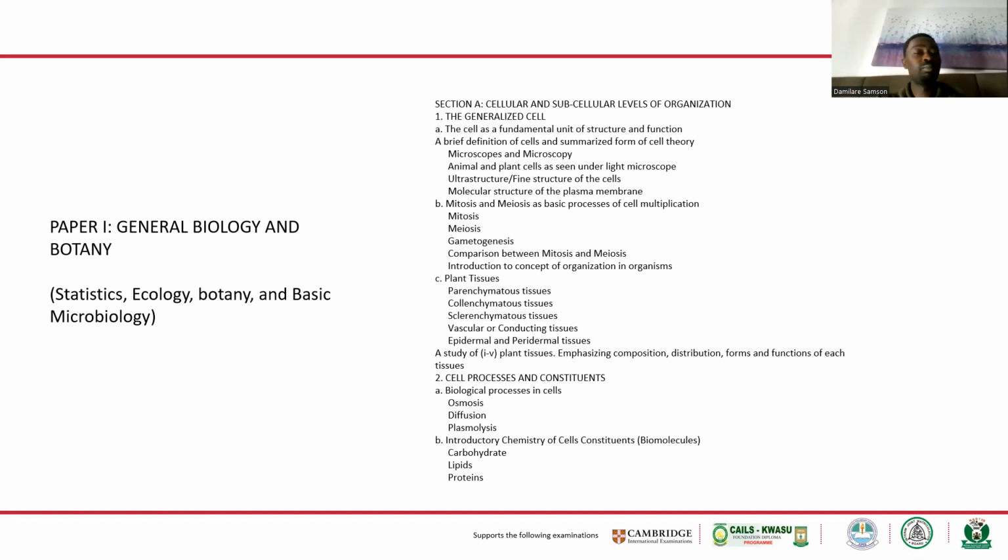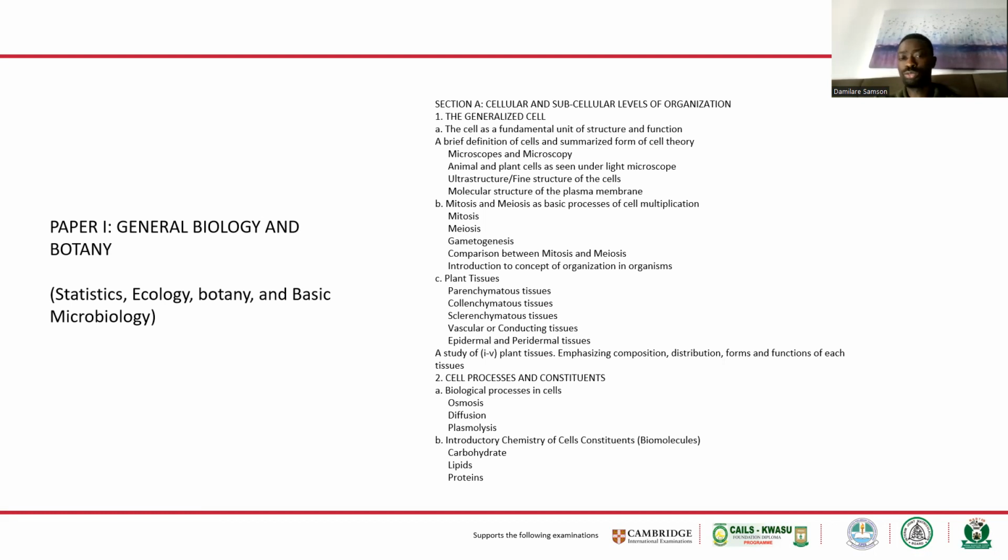So when you get to your university, you have every part they want to ask your question or anything you want to know about biology, you already have the foundation. So, cellular and subcellular levels of organization. One, they said the generalized cell. So you talk about the cell, and you talk about microscopes and microscopy, which I think we've done. That's where we started from. You have the animal and plant cells as seen under microscope. It's part of the assignment I gave to you, to give you an idea of what you will be seeing in the next topic.